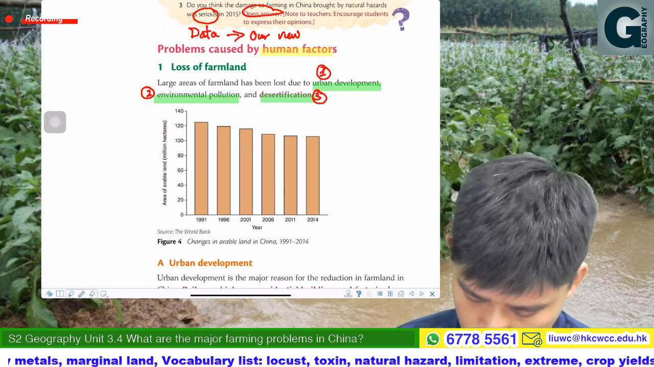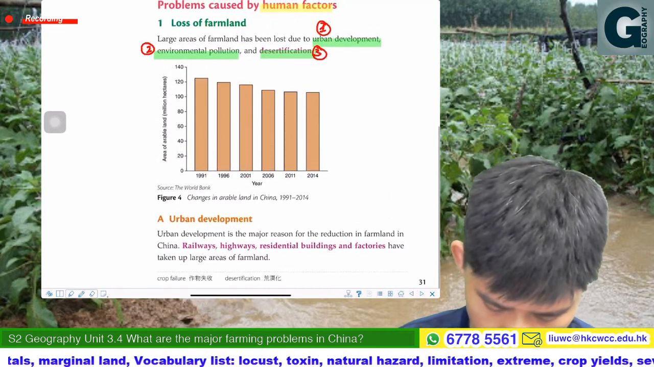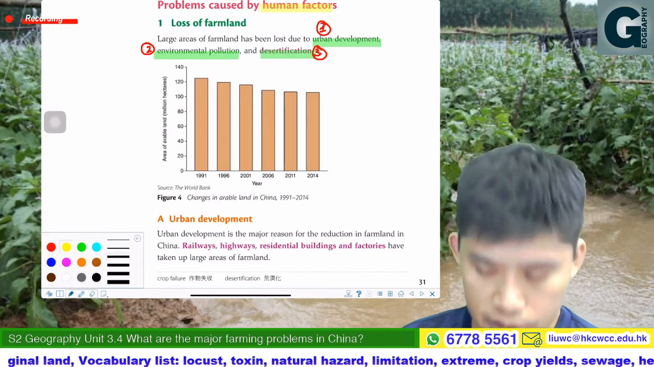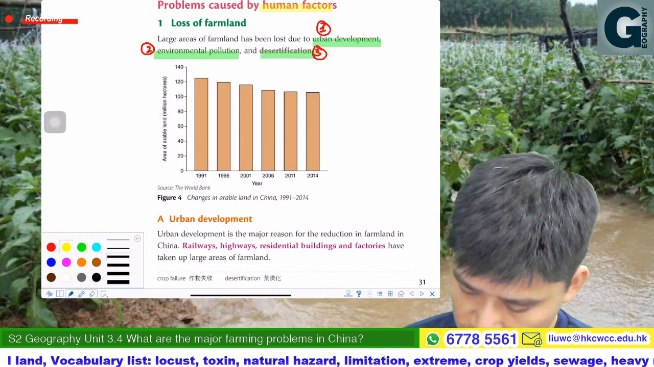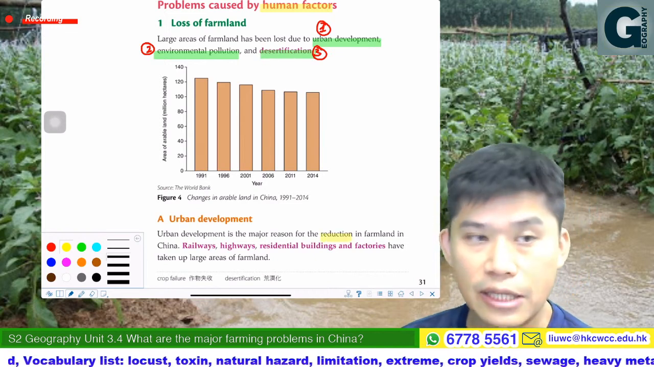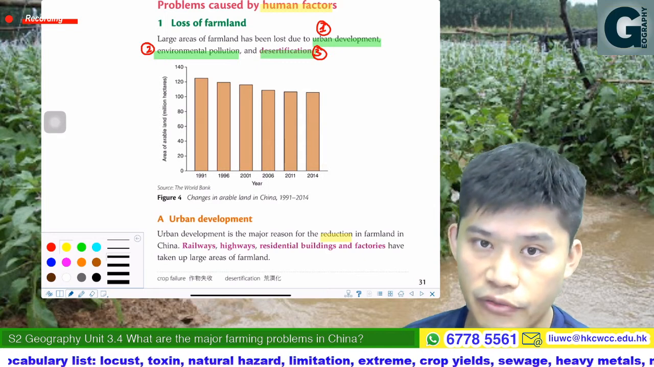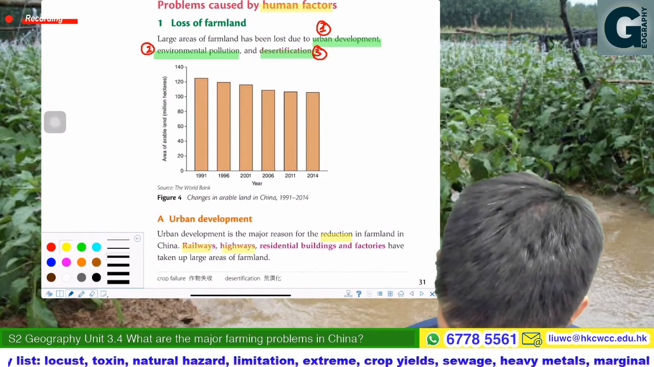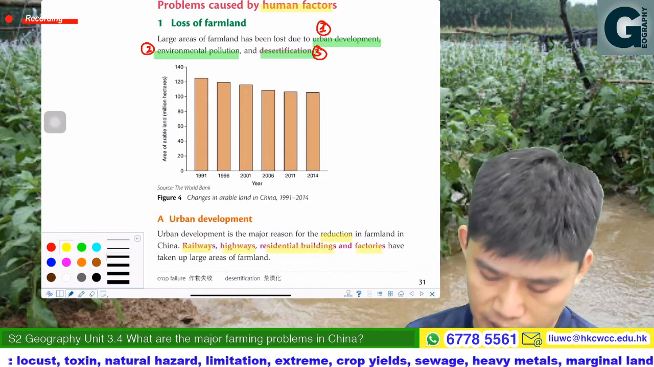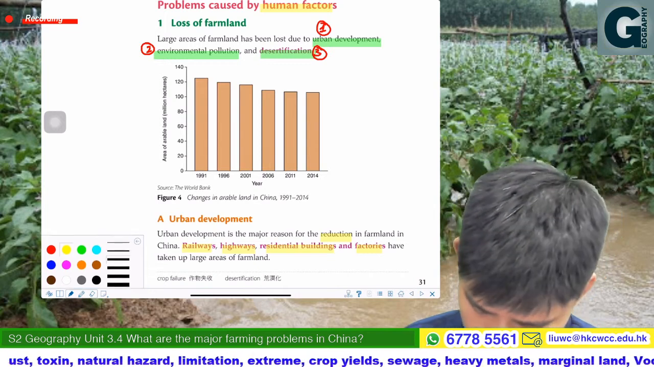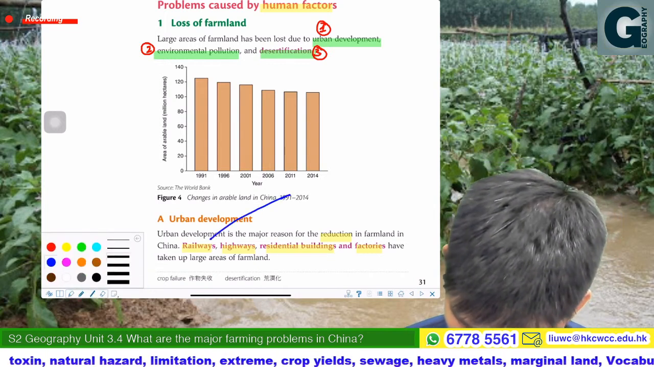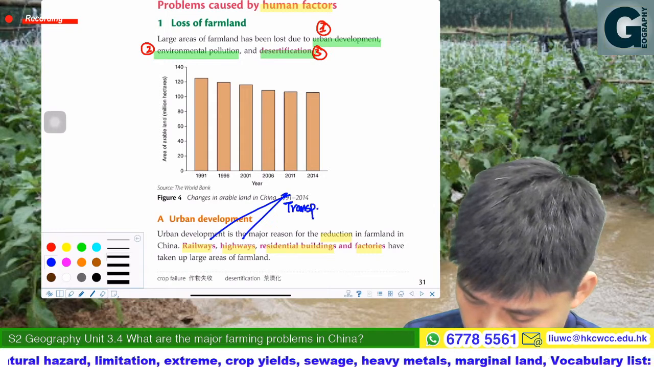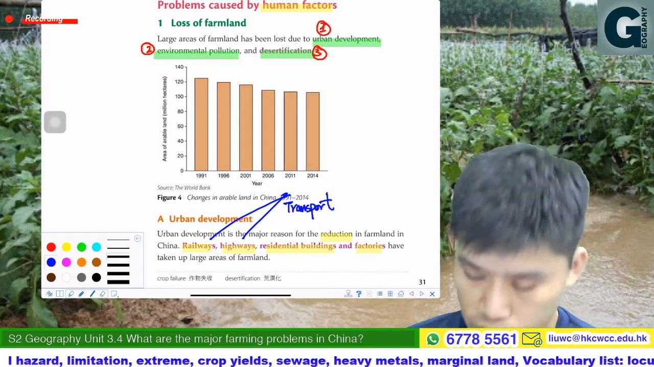So let's have a look at how that may lead to the loss of farmland. The first one, urban development. Urban development is the major reason for the reduction of farmland. Reduction means 減少啦, decrease of farmland in China. So building railways, highways, residential buildings and factories has taken up large areas of farmland. Railway and highway, that is for the development of transportation.